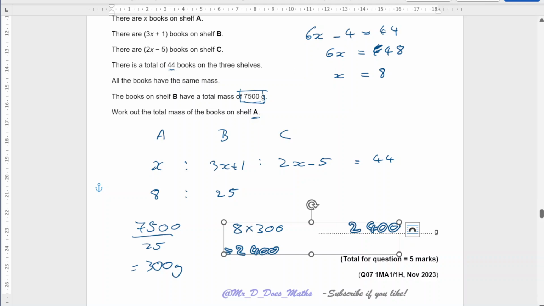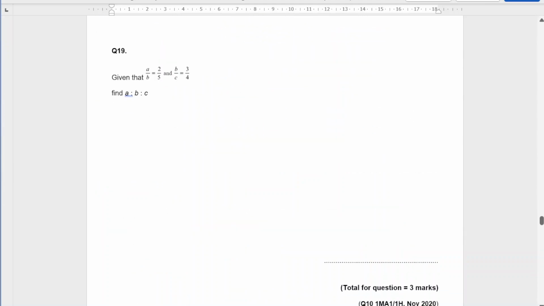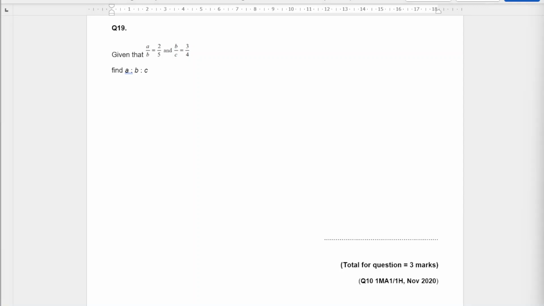Okay, right. Question 19. Given that A over B is 2 over 5 and B over C is 3 over 4, find A to B to C. Okay, so A to B to C.